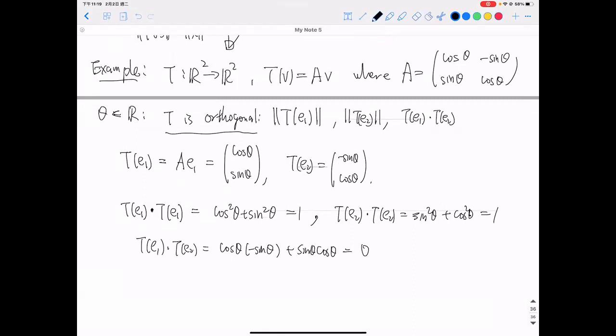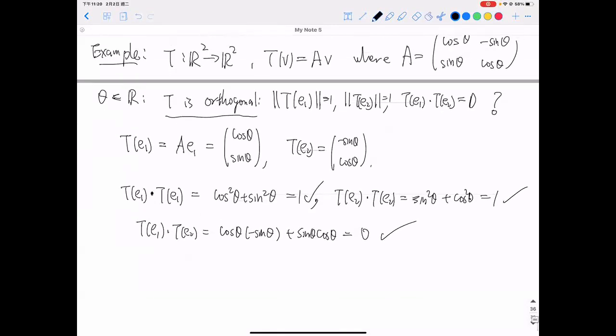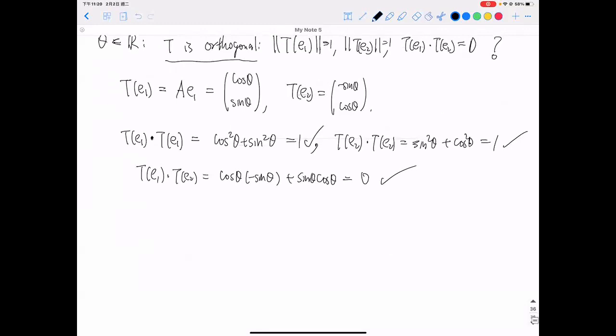And remember, what we need is for these two vectors to have length 1, and the dot product between them to be 0. And that all checks out here. So T is indeed orthogonal. And we can actually give this T an interpretation as follows.